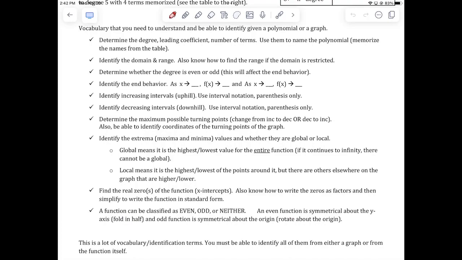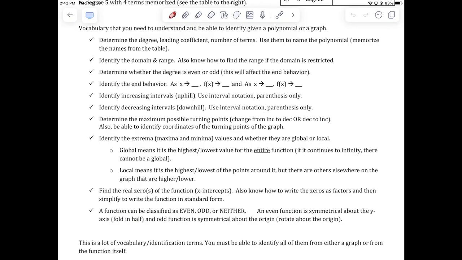We want to also count the number of terms. That's going to be pretty easy. And then we're going to use it to name the polynomial based upon its degree and the number of terms. We're always going to want to identify the domain and range. Especially like what we did in the last homework where we restricted the domain, what happened to the range, we still might want to be able to do that. Here's an important one. We want to determine whether the degree is even or odd.